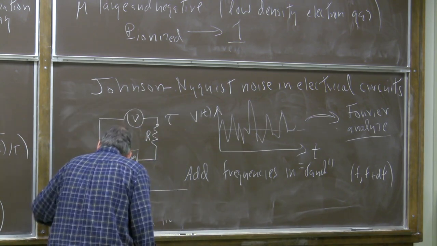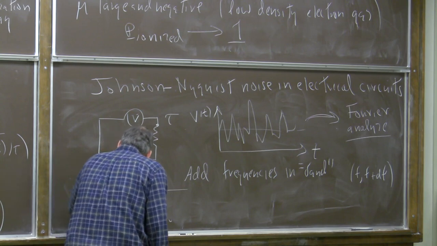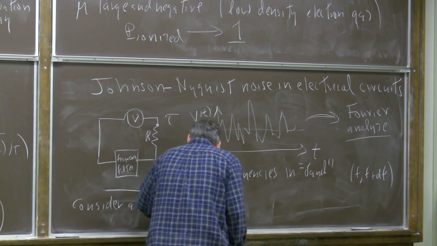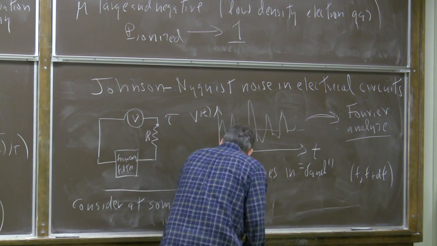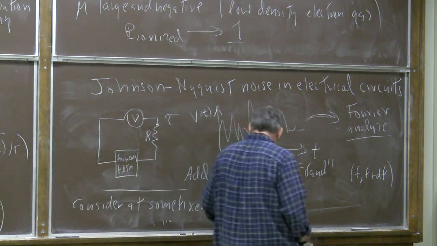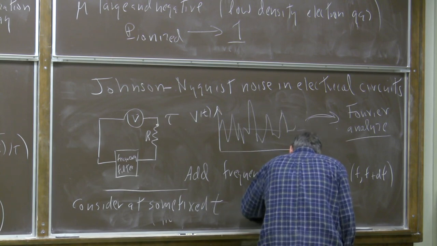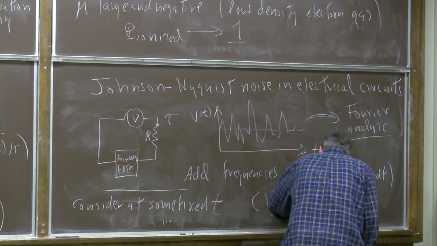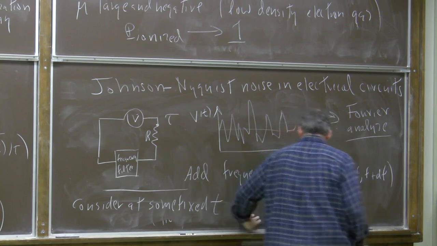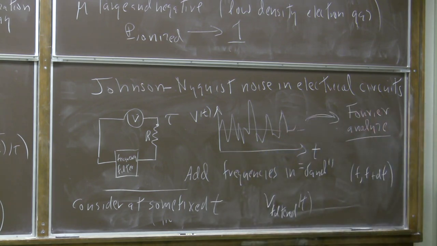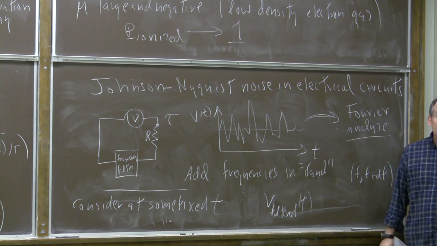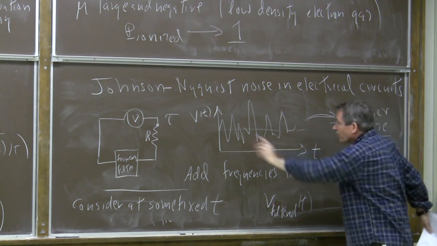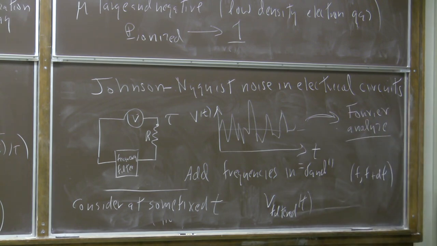So consider at some fixed time the filtered voltage as a function of time. And then we make the measurement many times. So each time we get some function of the voltage as a function of time.